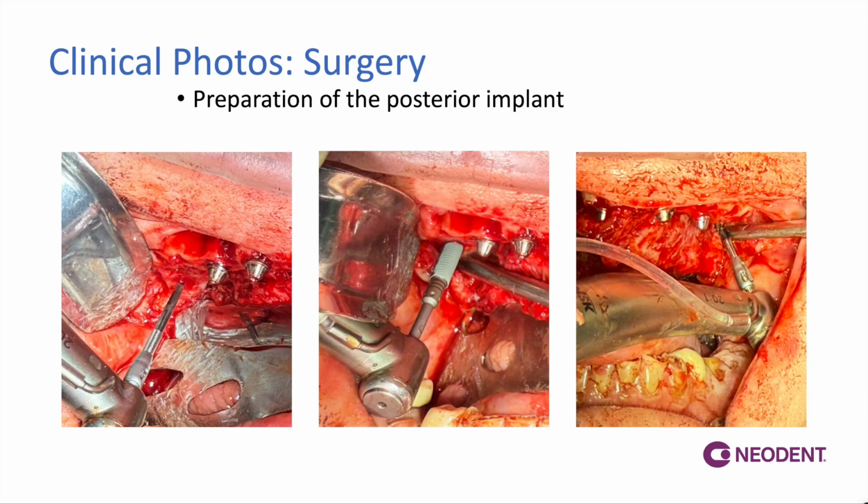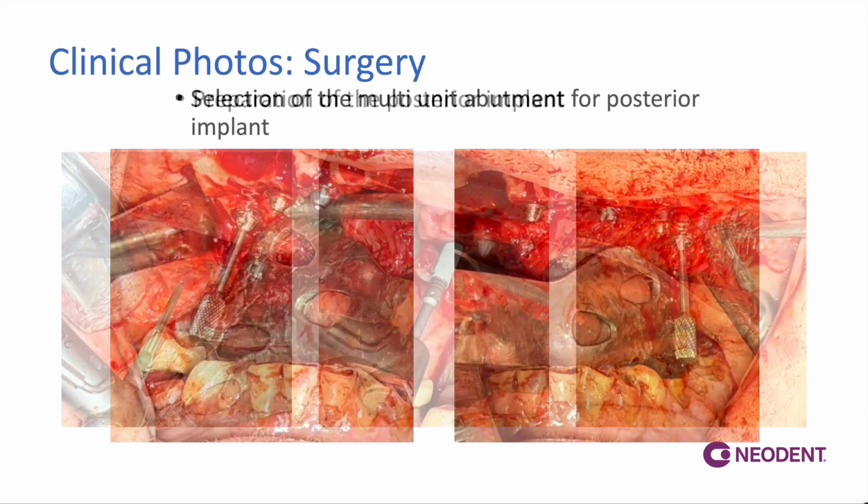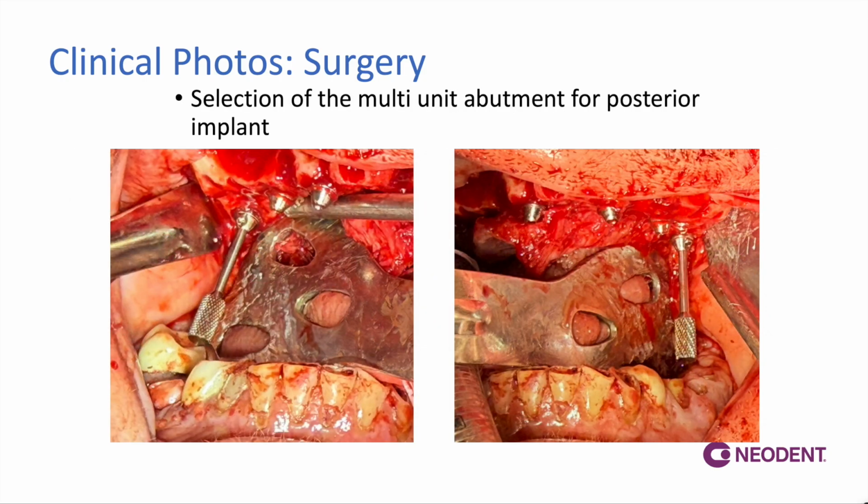Here it looks like we are placing a 4.0 by 18, possibly a 4.0 by 20. But in the posterior region here, a 18 is the most common length for myself. And again, we utilize the same approach. Back in the posterior pterygoid region, we need to make sure that we still have a slim prosthesis.